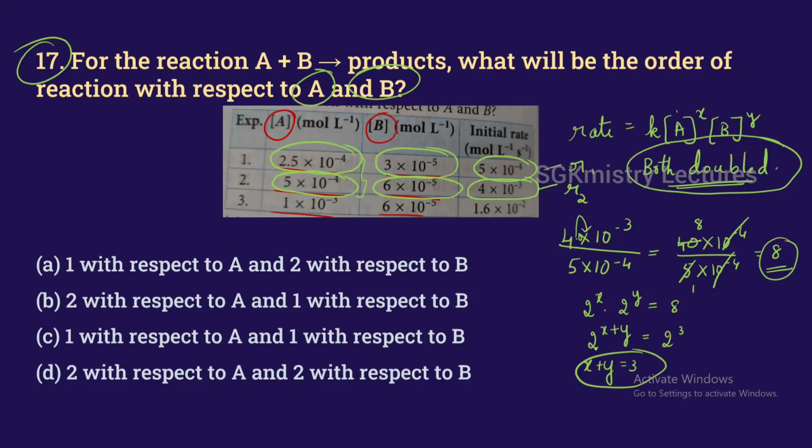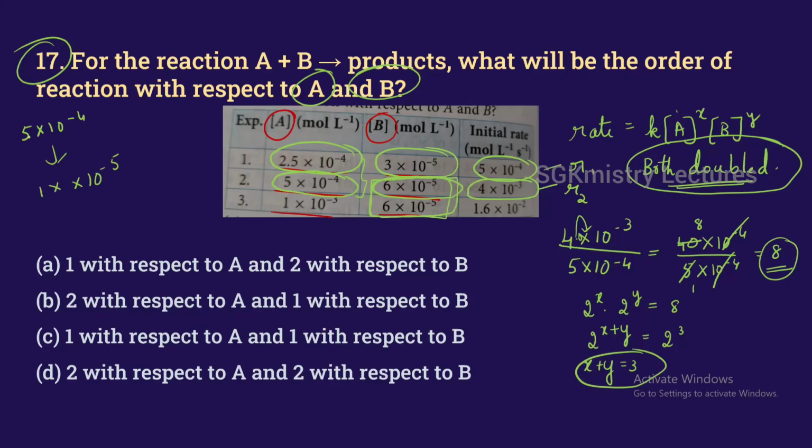Now let us look into the next. See here, B is kept constant at 6 into 10 to the power of minus 5. Let me make it more clear. See, in the next step, B is kept constant at 6 into 10 to the power of minus 5, but A is again doubled. See, 5 into 10 to the power of minus 4 has been doubled to 1 into 10 to the power of minus 3.